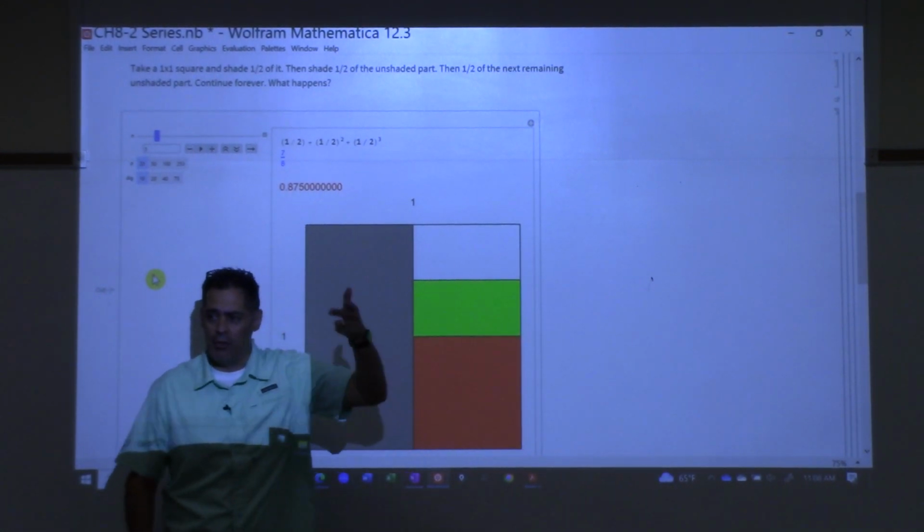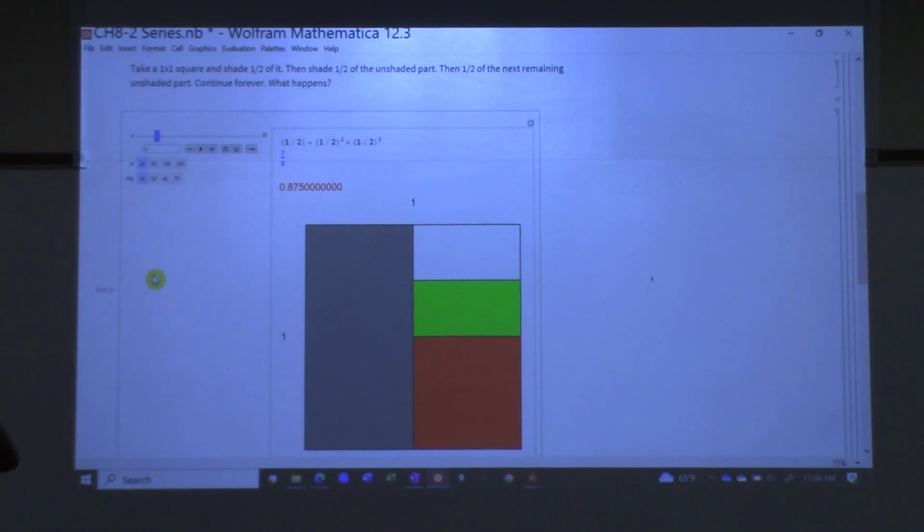An eighth is 1/2 cubed. Is this making sense, what's happening here? I just keep going now. All right? Notice what it's adding up to be. Right now we're at 7/8.